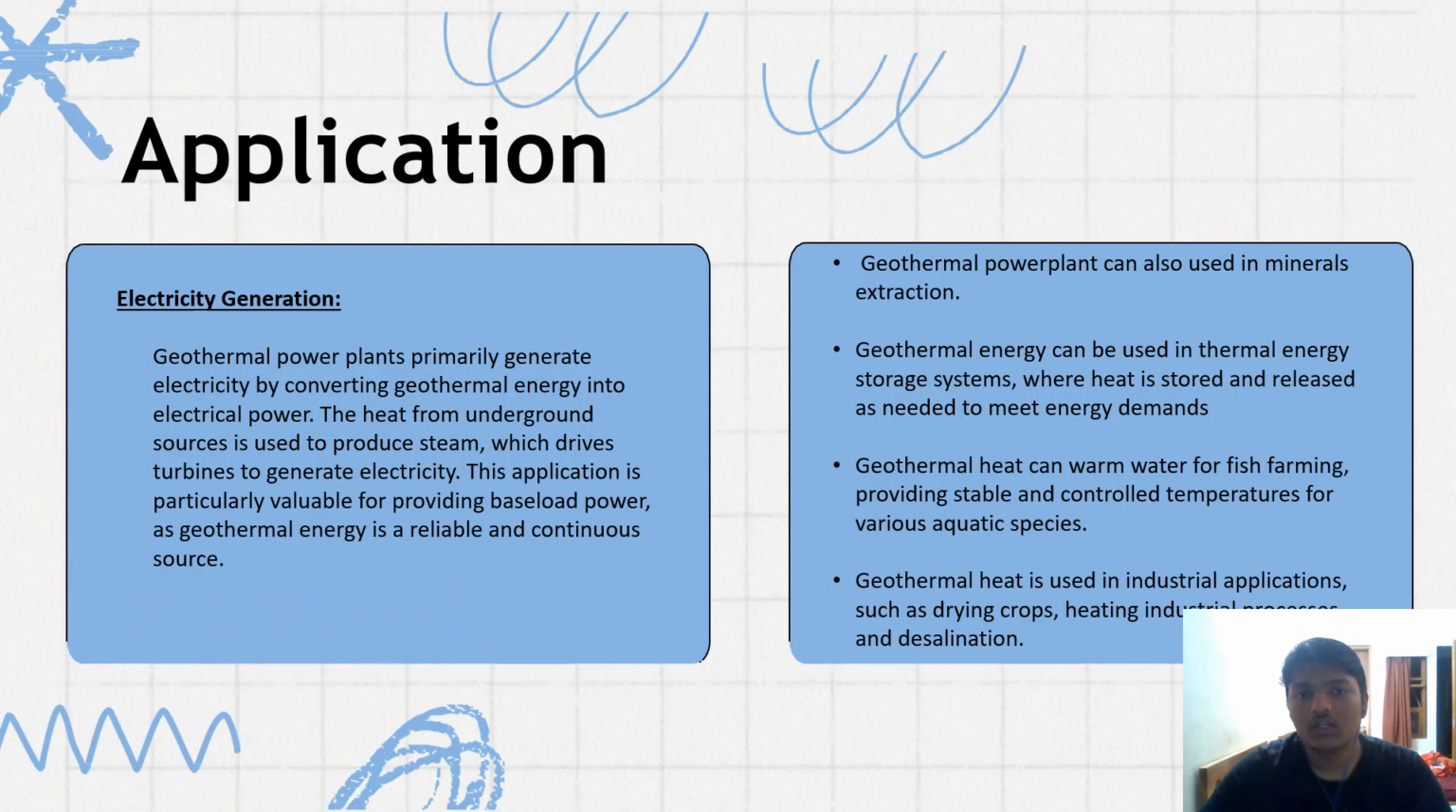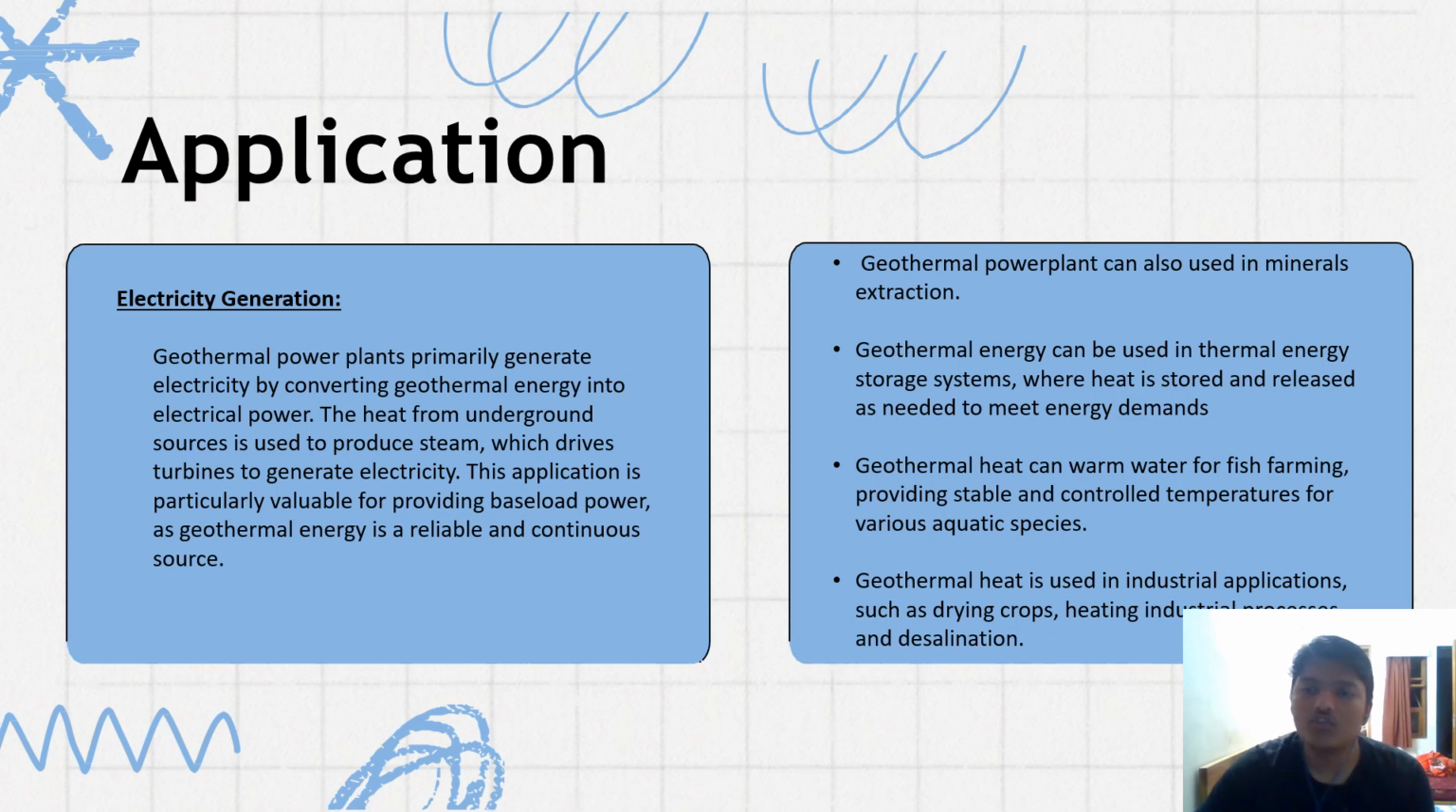So going to the applications of geothermal power plants, there are several applications. The first basic application is electricity generation. Geothermal power plants primarily generate electricity by converting geothermal energy into electrical power. Geothermal energy here stands for steam. The heat from the underground source is used to produce steam. As we know, our Mother Earth produces steam due to several radioactive elements, and this steam drives turbines to generate electricity. This application is particularly valuable for providing base load power, as geothermal energy is a reliable and continuous source. So it is also beneficial because it is a continuous, never ending source.